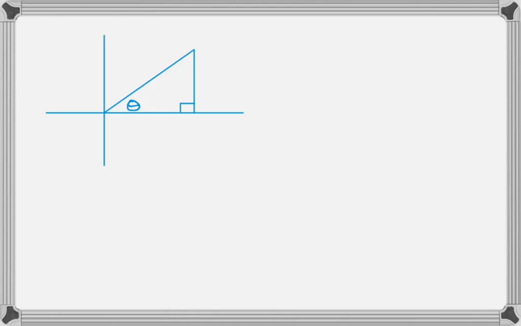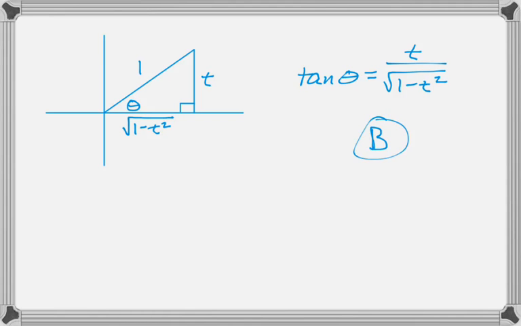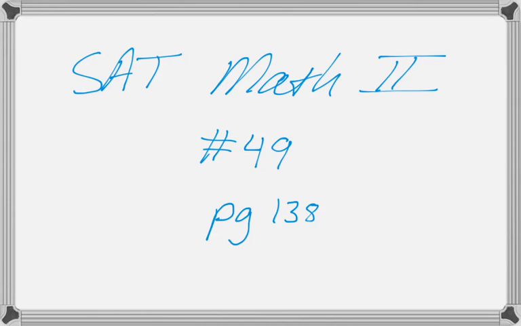So since sine of theta is t, I'm going to label these sides t, and 1 is the hypotenuse, and the missing side is square root of 1 minus t squared. And then just based on the picture, what's the tangent of theta? Well, tangent of theta is going to be opposite over adjacent. So I get that, which is option B. So we got it. Let's move on to question number 49.